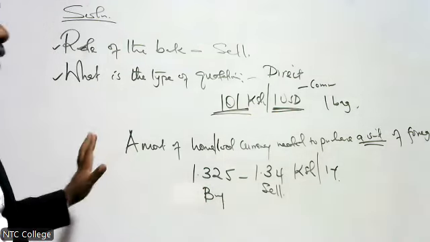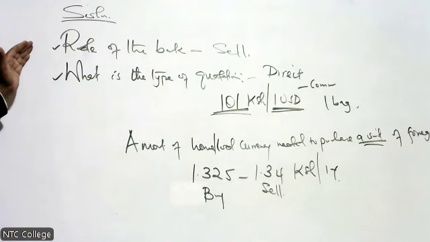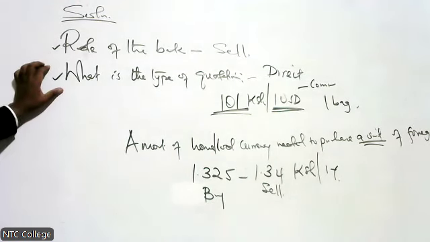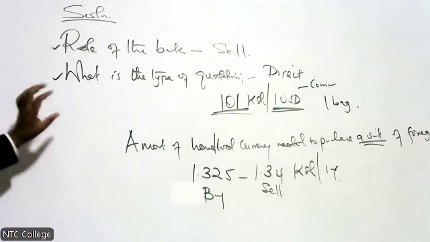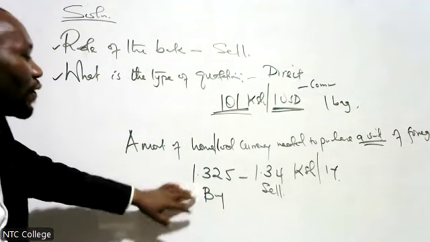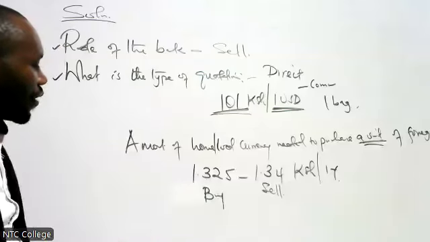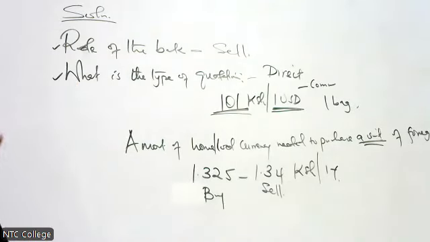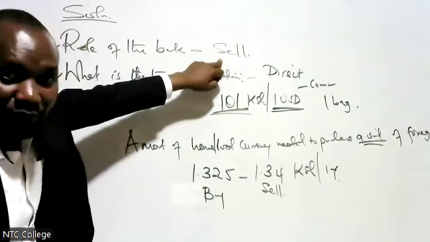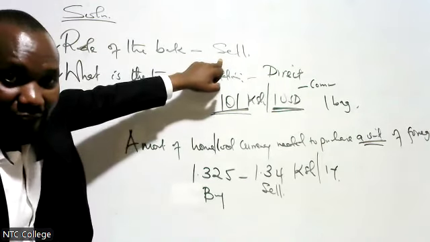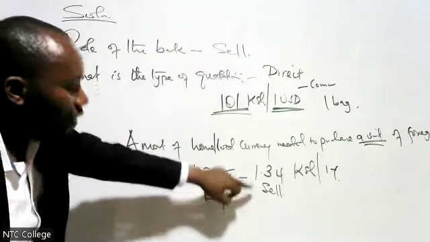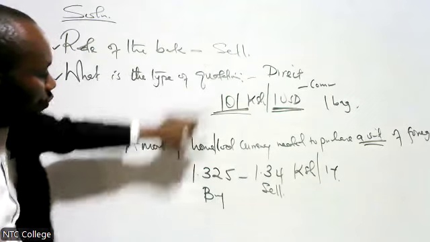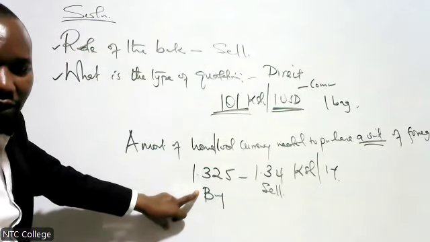Now, that is the next step. So look at how we are moving. First, you need to know the role of the bank. Second, you need to know the type of quotation, because knowing the type of quotation will guide you on the exchange. Which one is the buy and which one is sell? So if the bank is selling, then use the selling rate. If the bank was buying, use the buying rate to exchange.